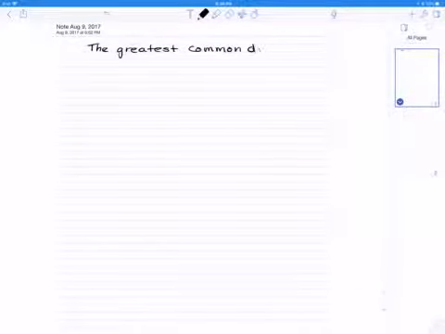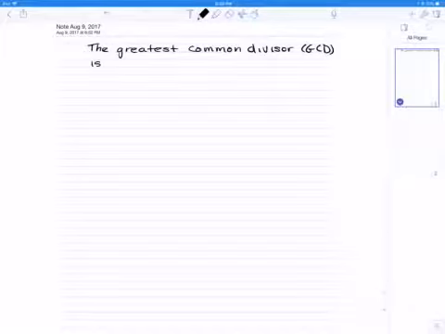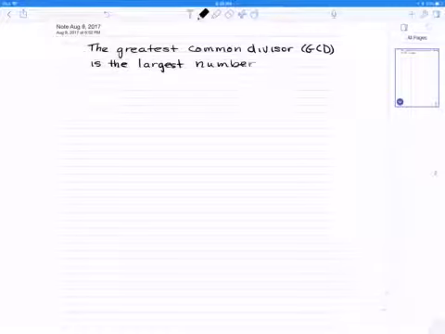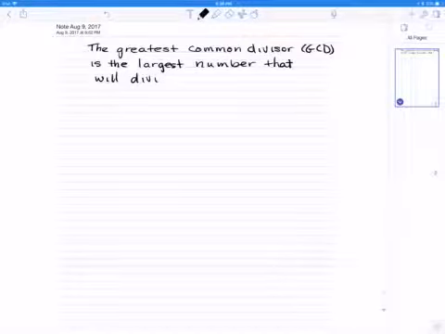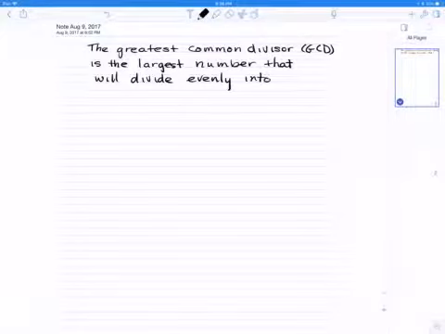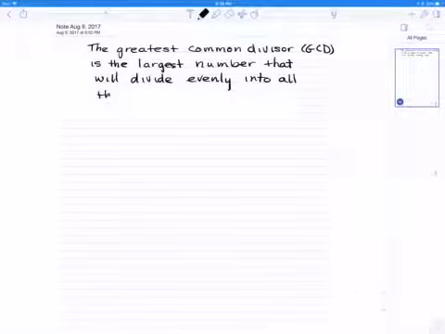The greatest common divisor, abbreviated GCD, is the largest number that will divide evenly into all the given numbers.